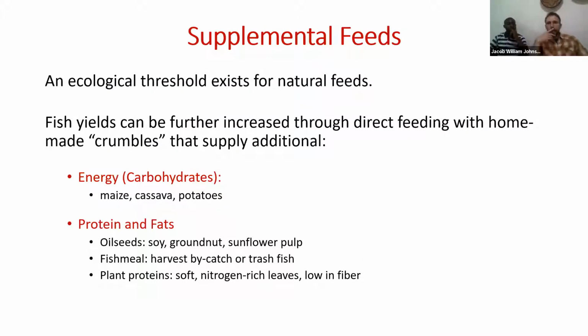The second way fish are fed is through supplemental feeds. This is because an ecological threshold exists for natural feeds due to water quality issues caused by nutrient loading and oxygen depletion when you put manures and other fertilizers into the water. Fish yields can be further increased past this threshold through direct feeding with homemade crumbles that supply additional energy through carbohydrates, usually through staple crops that the households use, but also protein and fats like oil seeds, fish meal, and the leaves from plants that are soft, nitrogen rich and low in fiber.